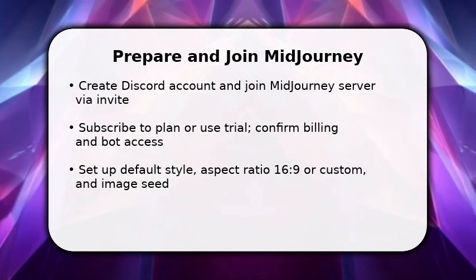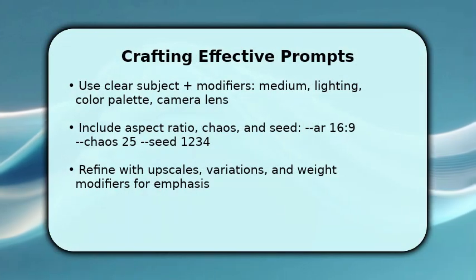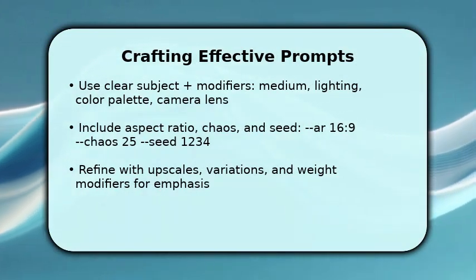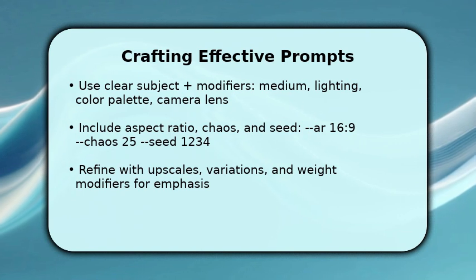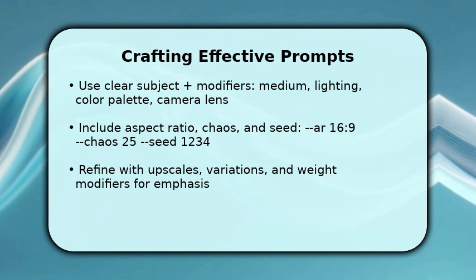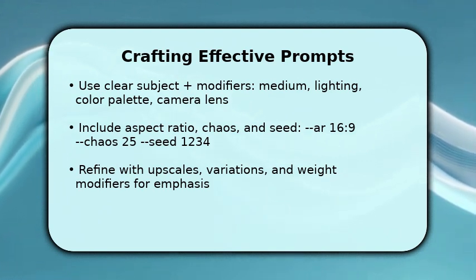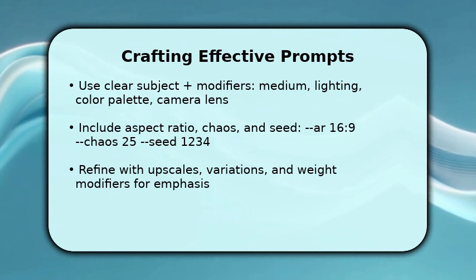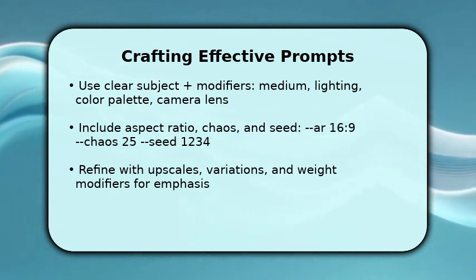Now focus on the how and why of prompts. You combine subject, medium, lighting, and lens to guide the model. For example, specify oil painting, warm rim light, 50 mm lens to influence composition. Then append parameters like --ar for aspect ratio and chaos to control variation, seeds lock randomness.